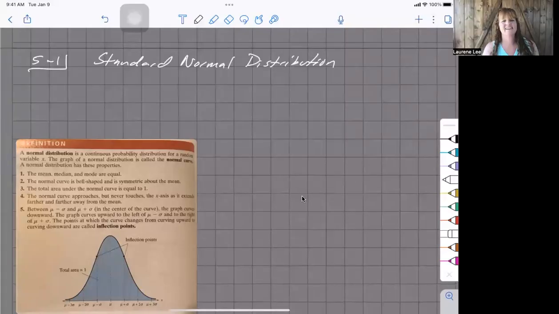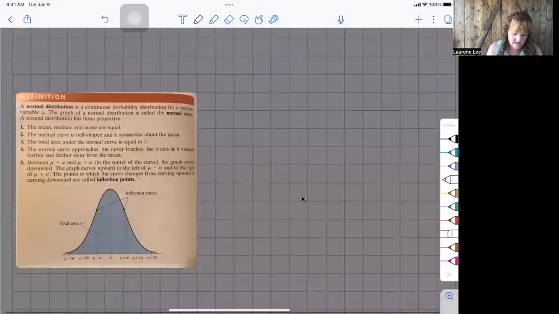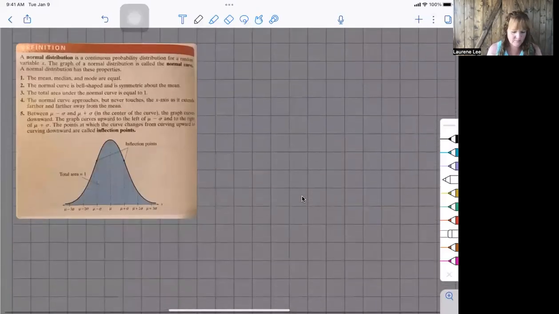Hey, this is section 5-1. We're talking about standard normal distributions. So in 5.2, we talked about just regular normal distributions. And if you remember this, these points about normal distribution, they are going to apply today as well.